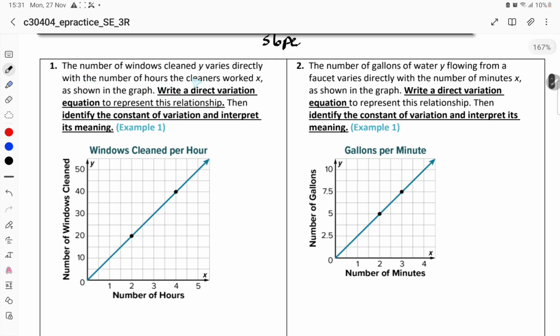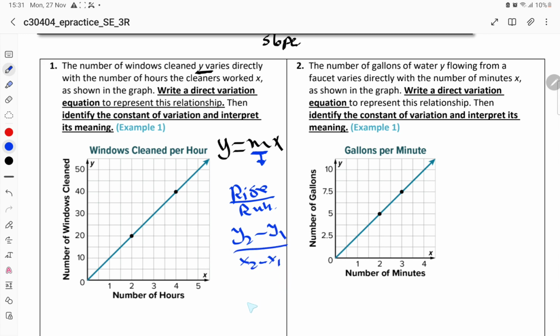The number of windows cleaned y varies directly with the number of hours the cleaners worked x. So y is the number of windows cleaned, x is the number of hours the cleaners worked. He's asking you to write a direct variation equation, which is y equals mx. But you should find the m. What is m? Rise over run, or y2 minus y1 over x2 minus x1.